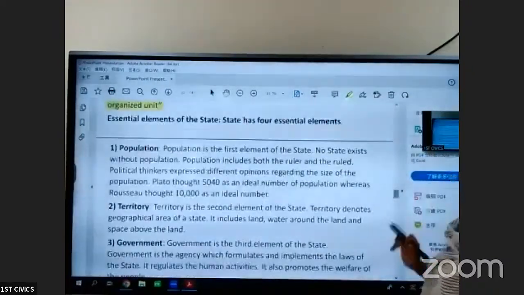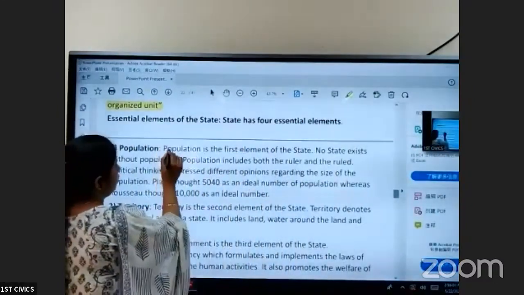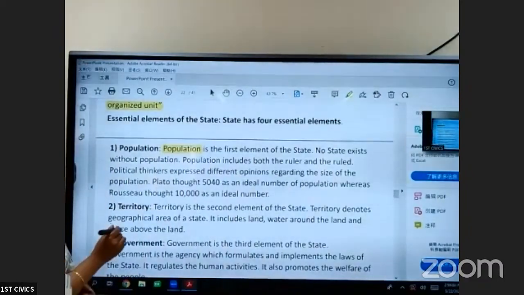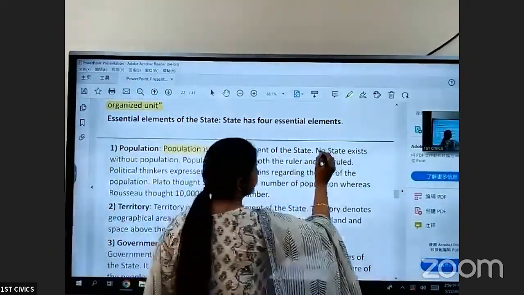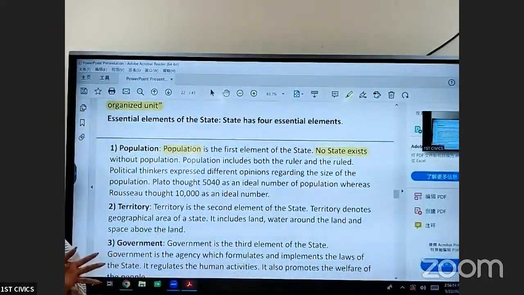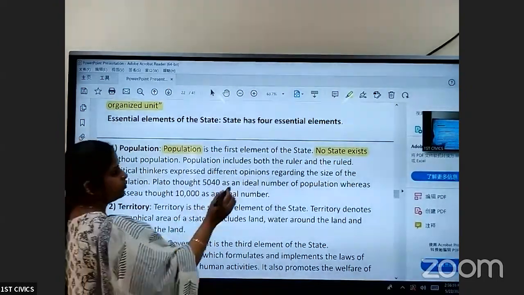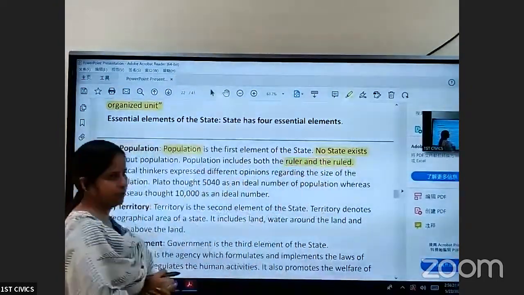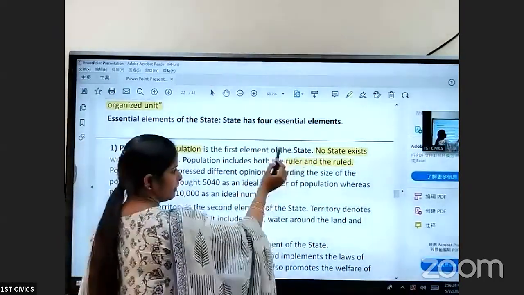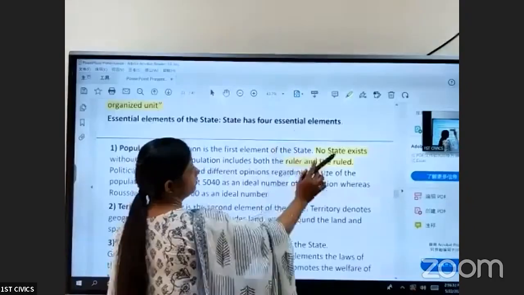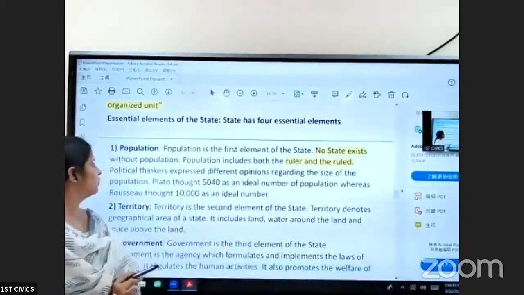Let us move to the elements of the state. The population is the first element of the state. Population means people. Without people, no state exists. If there is no population, then we can't say that it is a state. When we say population, it includes both rulers and the ruled. Rulers are the government, ruled are the people of the state.